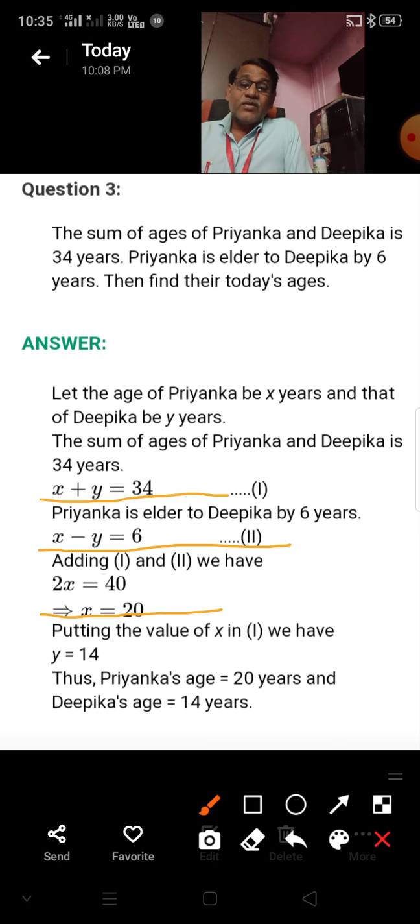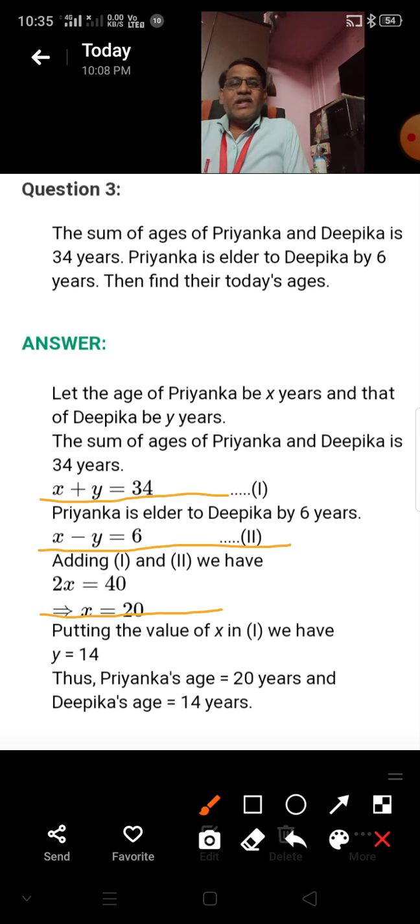Now substitute this age of Priyanka in equation 2 or 1, in any equation. Putting the value of x in 1, we get y is equal to 14. Thus the present age of Priyanka is 20 years and the present age of Deepika is 14 years. The difference between their ages is 6 years, so 20 minus 14 is 6. In this way you can find the present ages of Priyanka and Deepika.